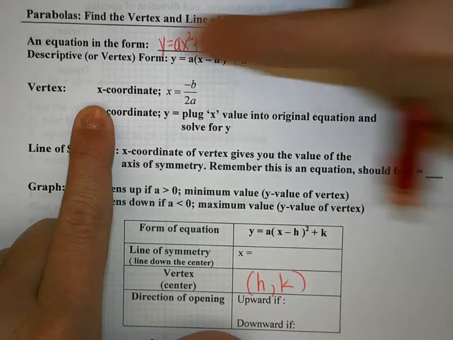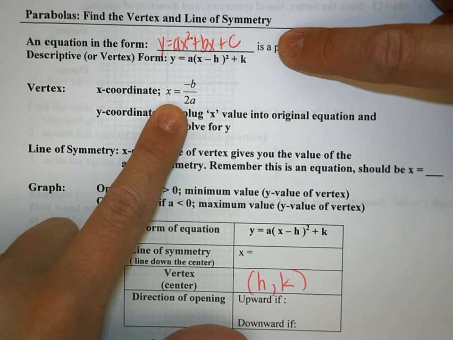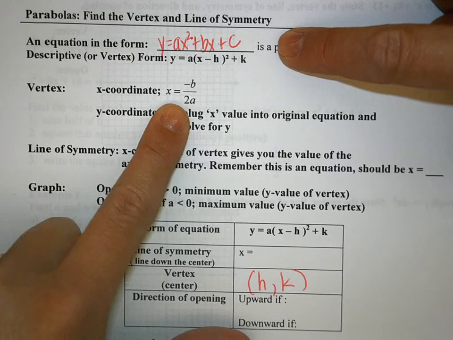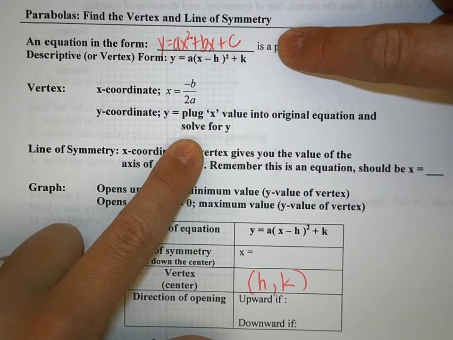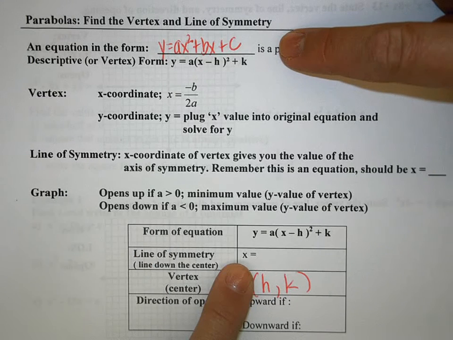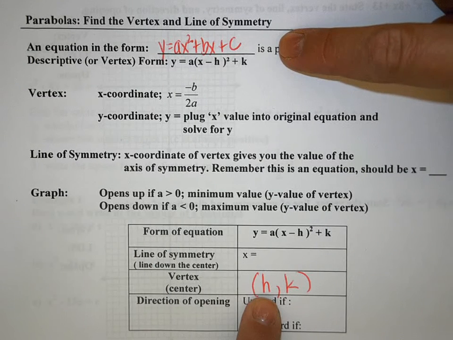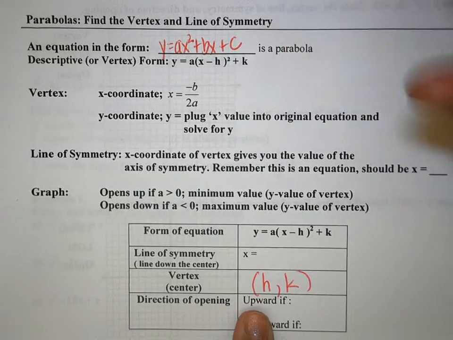If your equation was in this form, you'd find the x-coordinate of the vertex by going x equals negative b over 2a. And then once you find your x, you plug it in to find the y. Remember all this? Yeah? Okay. Your line of symmetry is always the x value of the vertex. So if the x value of the vertex is h, then that means that x equals what? H.